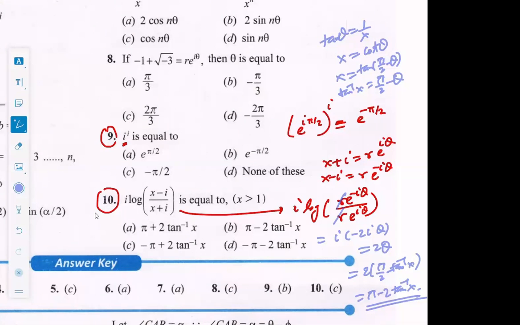r is nothing but the modulus of that complex number. z is equal to mod z e to the power i theta.